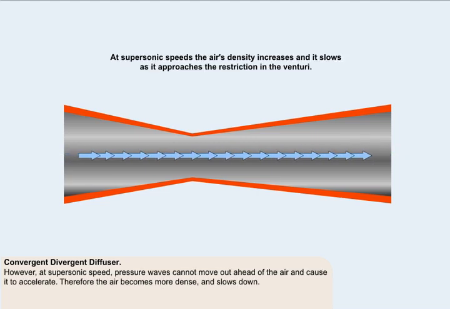However, at supersonic speed, pressure waves cannot move out ahead of the air and cause it to accelerate. Therefore, the air becomes more dense and slows down. This is still all in accordance with Bernoulli's equation, which tells us that if the static pressure increases and the density increases, then the velocity must decrease in order to keep the total energy in the airflow constant. To most people, this tendency of supersonic airflow is more intuitive than what happens in subsonic airflow.